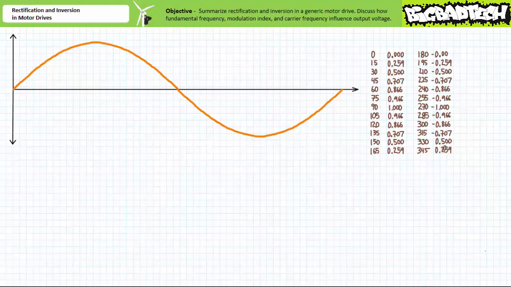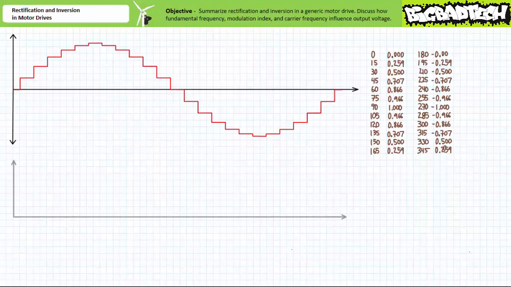The section centered at 15 degrees would have a median value of 0.259 of the peak value. The section centered at 30 degrees would have a median value of 0.5 peak value, and the section centered at 45 degrees would have a median value of 0.707 of peak value, and so on. A digitized version of these segmented values would look something like this. You can obviously see the similarity of the resultant AC waveform now.